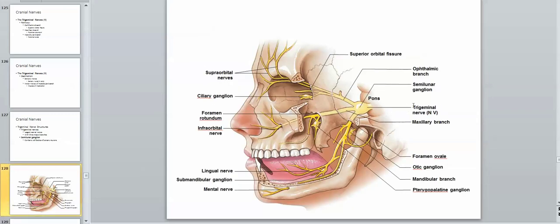So here's your trigeminal nerve. Here's your ophthalmic branch up here. Here's your maxillary branch, and here's your mandibular branch, as they're named for where they go, obviously.